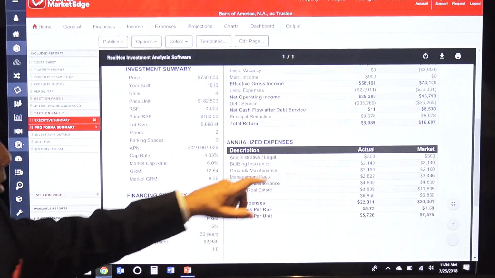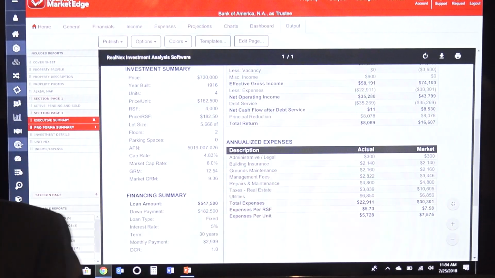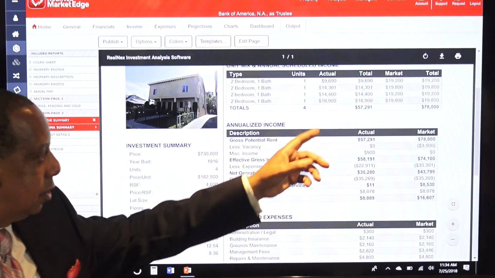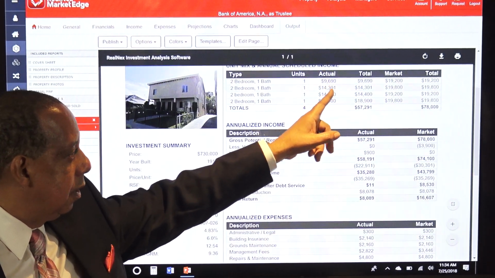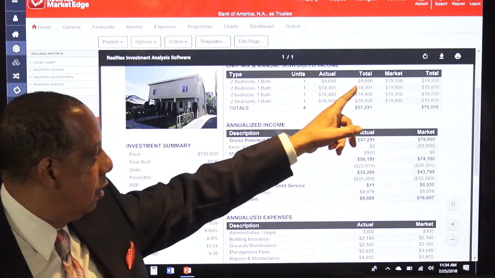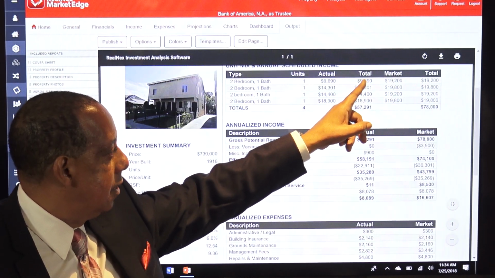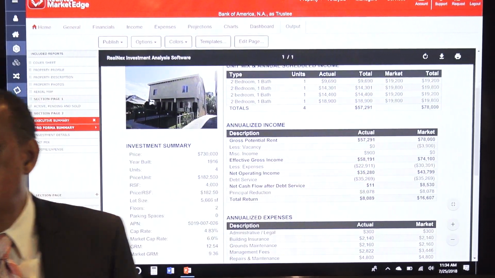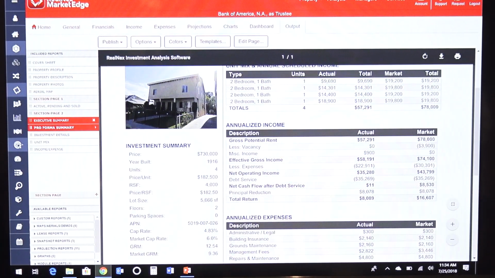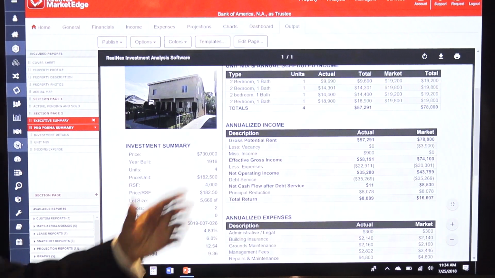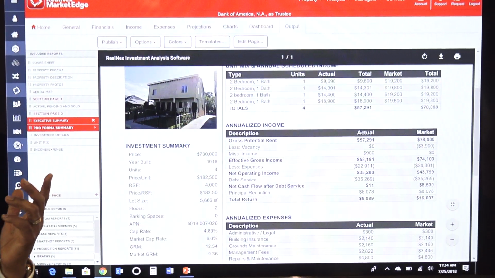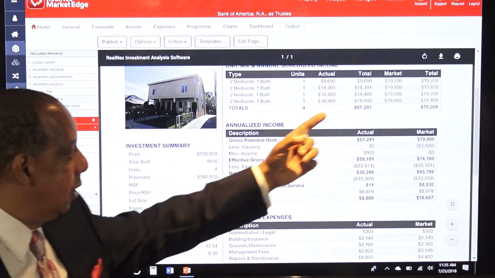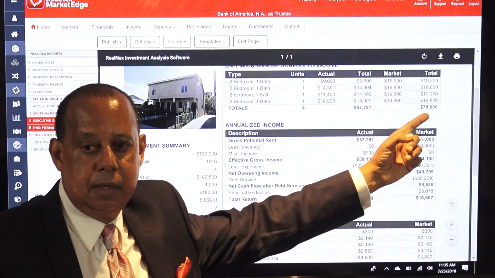Now, we also did a market cap, because sometimes there is room for increase in the rents, which in this case there was. Look how low these rents were, okay? The total rent over here was only $9,600, but on the market you could have gotten $19,200. So when we start talking about a value play, was this property a value play? Yes, it absolutely was. Why was it a value play? Because look at the rents, what they are, and look what they could be.